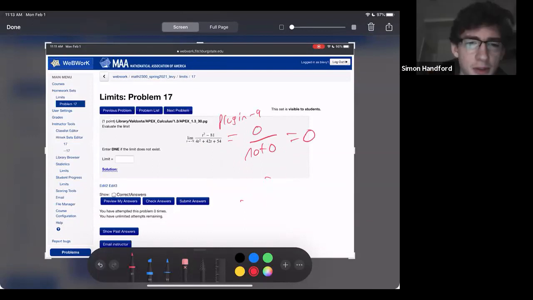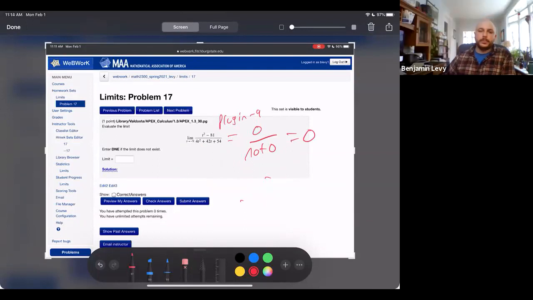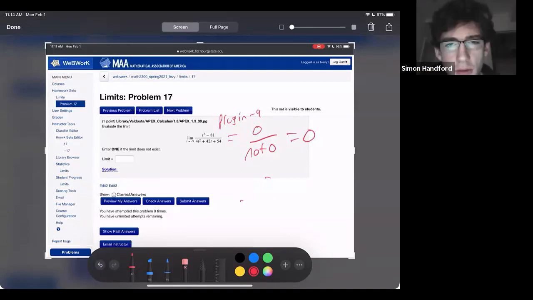How come your problem looks different? Because everyone gets a different problem. Yeah, sorry, I should have mentioned that too. But I'm asking you a direct question. When you plug the number in, what did you get? Because that's always the first thing we should try, is just to plug the number in. What did you get in that situation? I got 0 over 0, I believe.